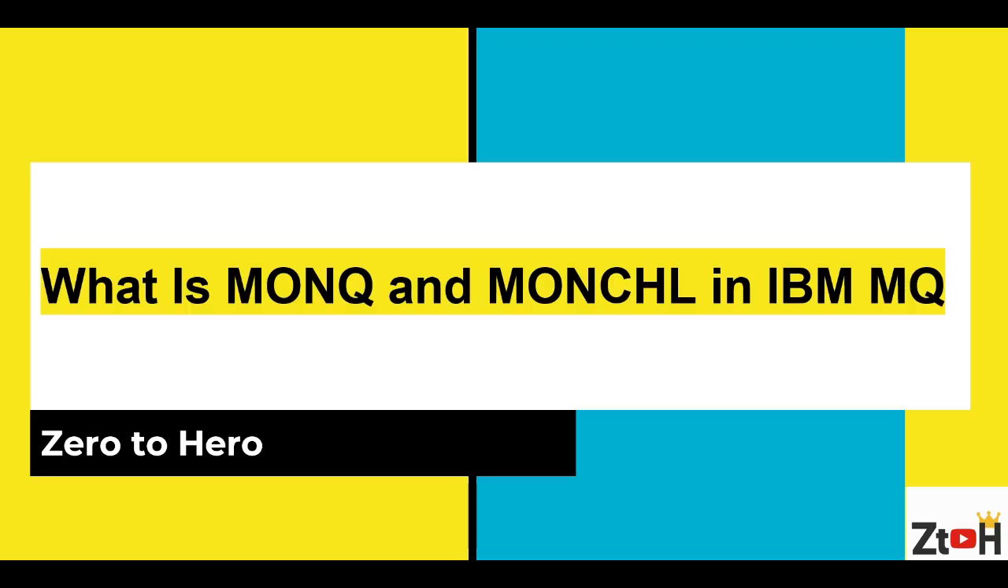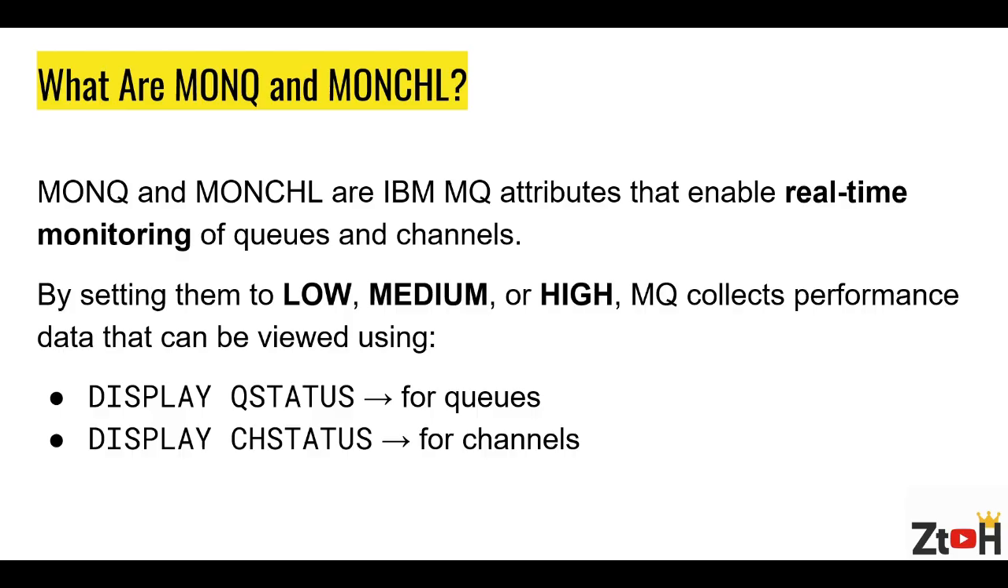Hi guys, in this video we are going to see what is MONQ and MONCHL in IBM MQ. What are MONQ and MONCHL? MONQ and MONCHL are IBM MQ attributes that enable real-time monitoring of queues and channels. By setting them to low, medium or high, MQ collects performance data that can be viewed using display queue status for queues and display CHSTATUS for channels.